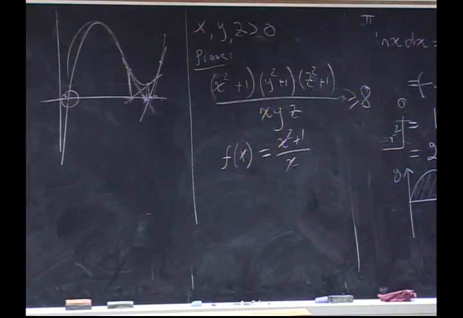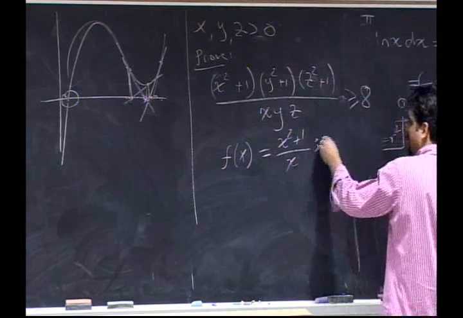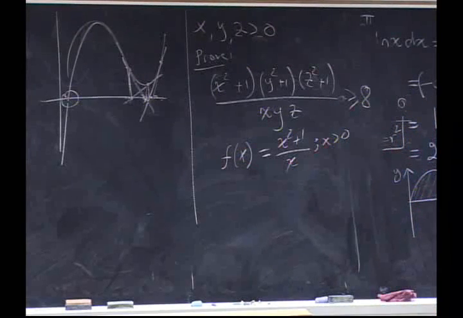has a minimum of 2. Right? I told you to prove that this function has a minimum of 2. So that's what you have to start by, following the hint, the domain being greater than 0.